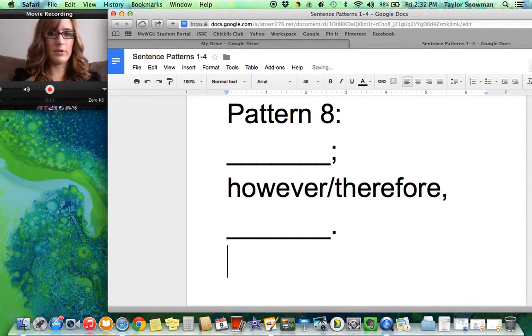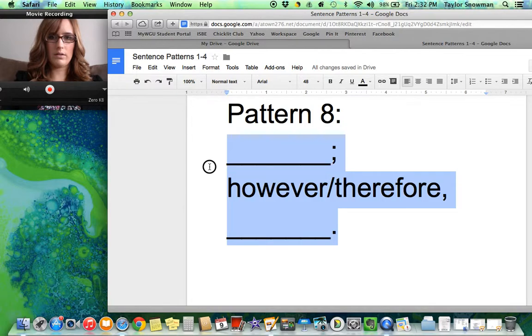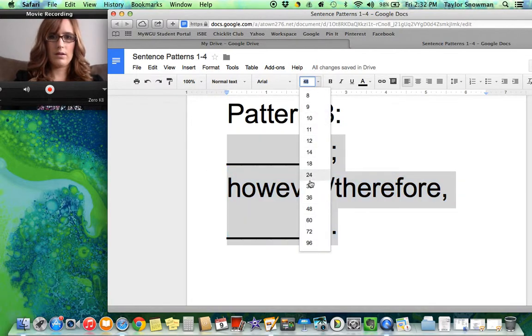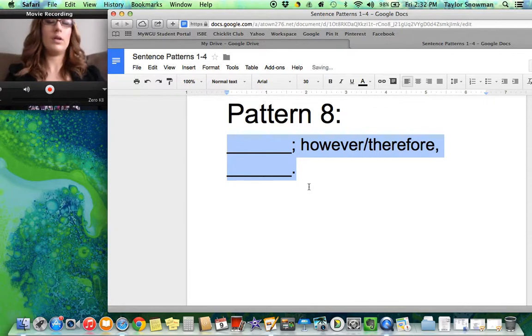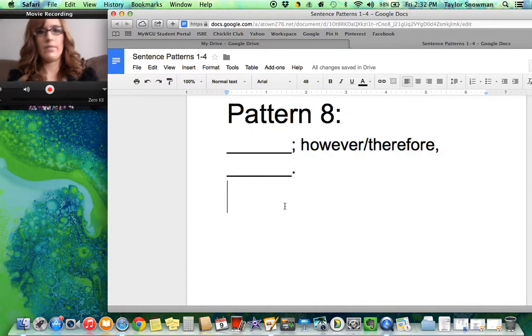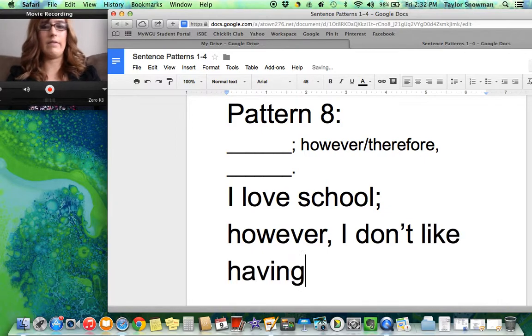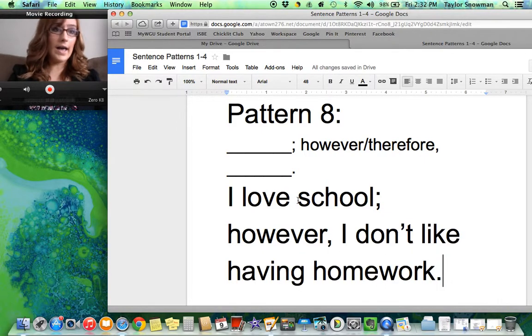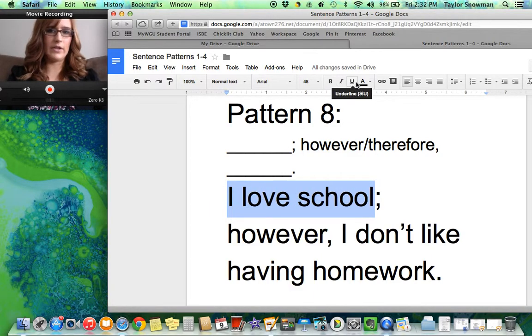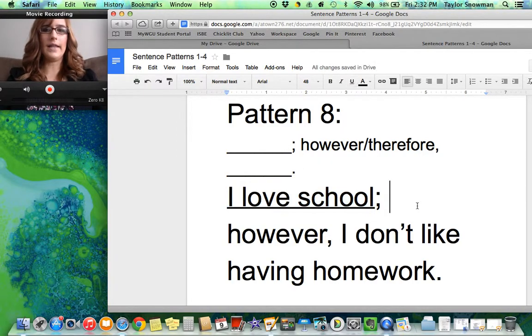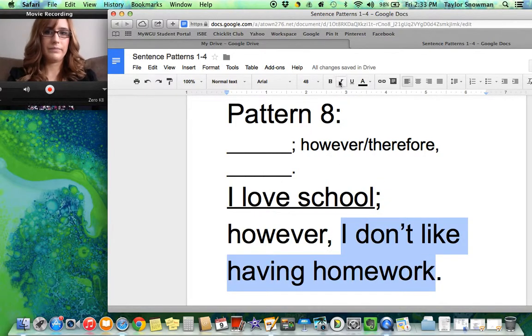Okay, so let's do an example. I want to make this smaller so it's up here, but you know what I mean. Okay, so let me show you. I love school, semicolon. However, comma, I don't like having homework, period. So, I love school. That could be its own sentence, right? This is an independent clause. So I'm going to underline that to show you that's one of these. Okay? I love school. Then I'm going to have a semicolon. However, comma, I don't like having homework.